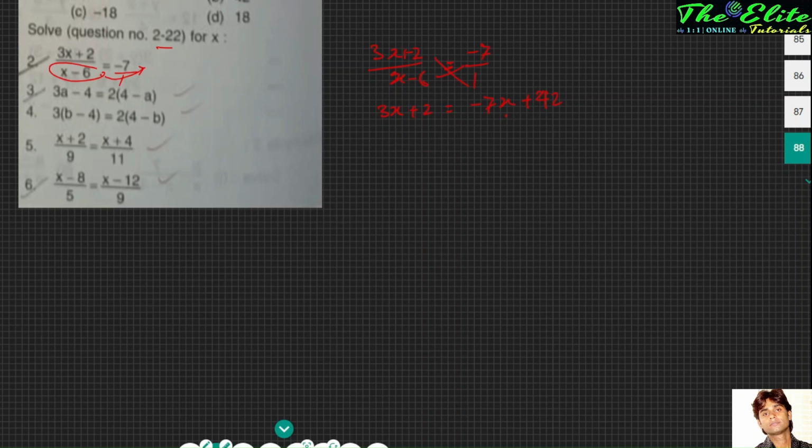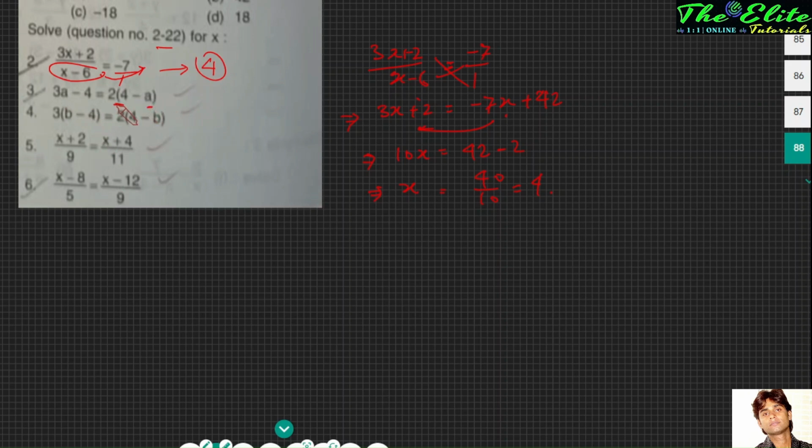Now this is coming over here, becoming plus 7x. This is your 3x, so it will become 10x. 10x is equal to, this 2 will be over here, 42 is here, and this 2 is minus 2 now. So x will be equal to how much? Tell me. 40 upon 10. That is very easy. This is the answer. Now this is very easy. You will just solve this.